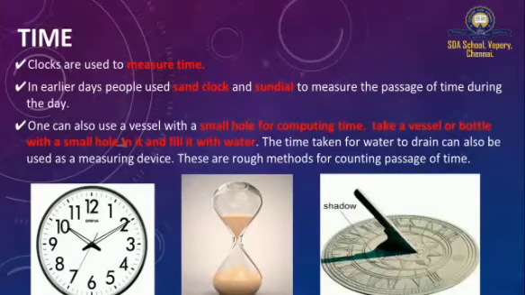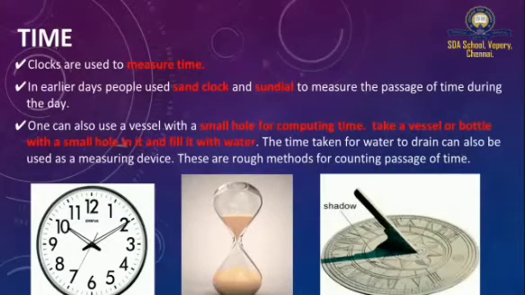Here's the first image of a clock, and this type of clock we generally use in our homes to find the time. But in earlier days people used the sand clock and sundials to measure the passage of time during the day. The second picture is the sand clock, and the third picture is the sundial. These two were used to measure the passage of time during the day in those days.